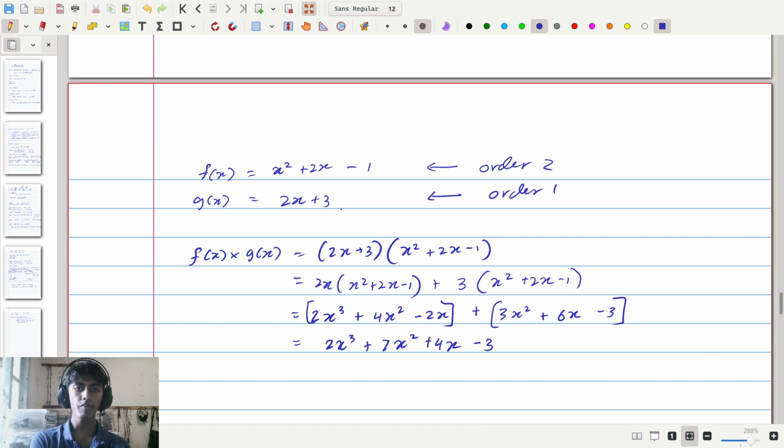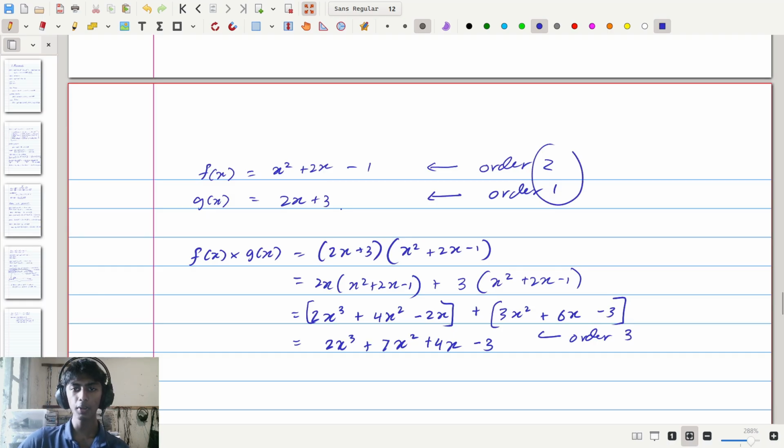What's the order of fx times gx now? Well, looking at fx times gx, we can see the highest power is of this one, x cubed. So then the highest order is x cubed in this case, which means we have an order of 3.